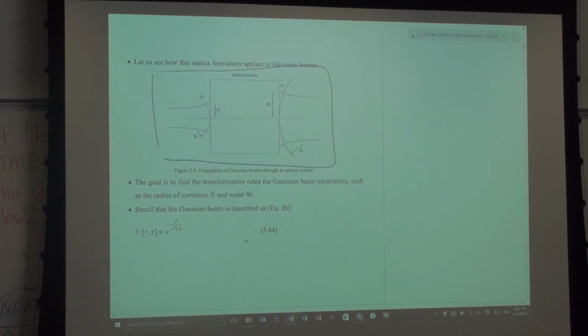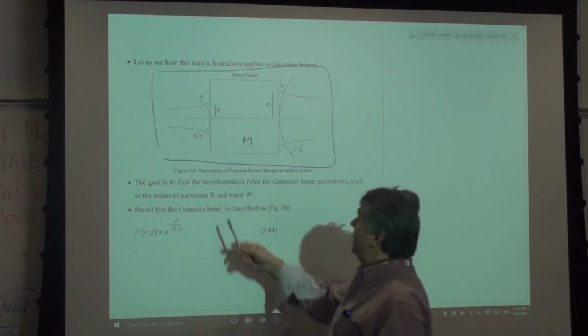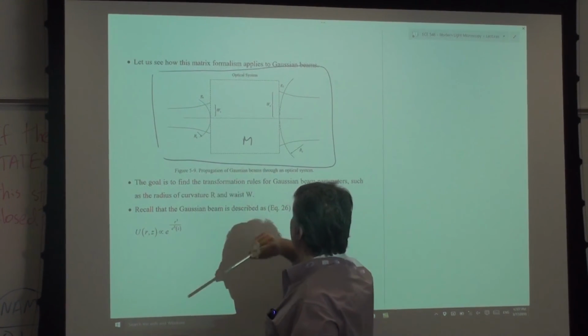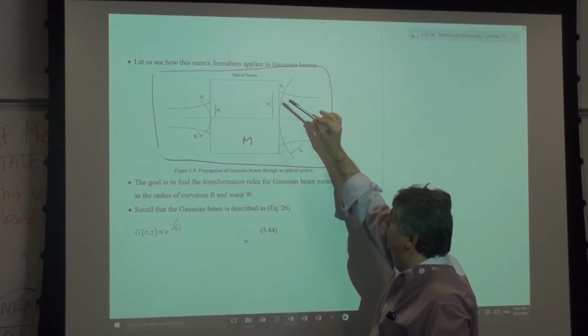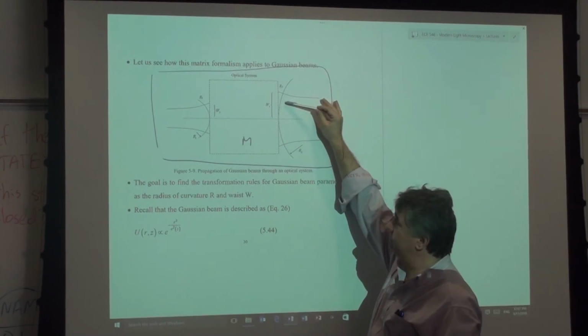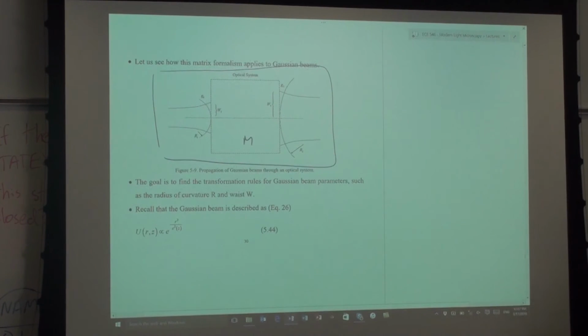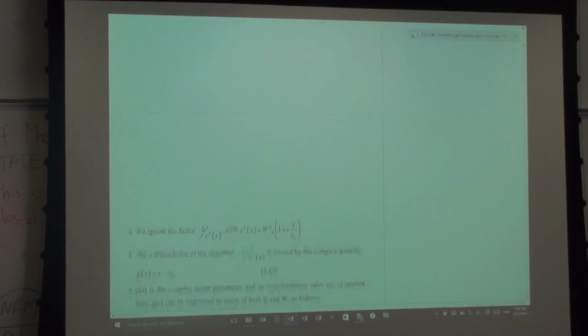Let's call this your black box, characterized by matrix M. I put in a beam of waist W1 and radius R1. I'm trying to understand what comes out: W2.